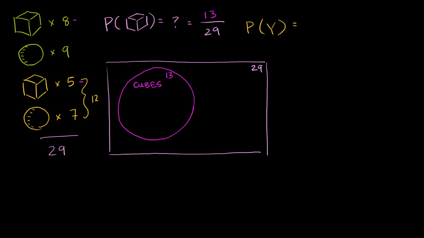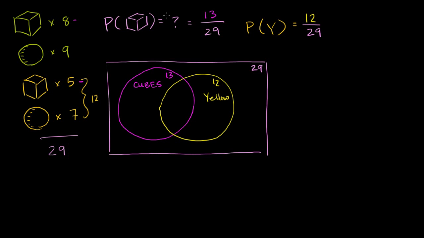So we have 29 equally likely possibilities. And of those, 12 meet our criteria. So let me draw 12 right over here. Let me do my best attempt. So the set of yellow objects, there are 12 objects that are yellow. So the 12 that meet our conditions are 12 over all the possibilities, 29. So the probability of getting a cube, 13 29ths. Probability of getting a yellow, 12 29ths.